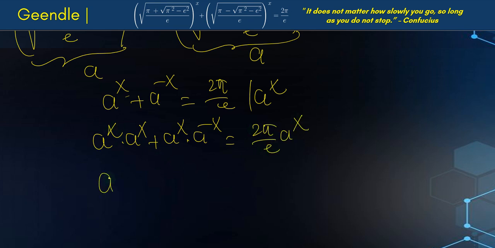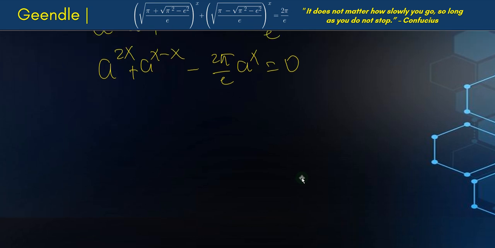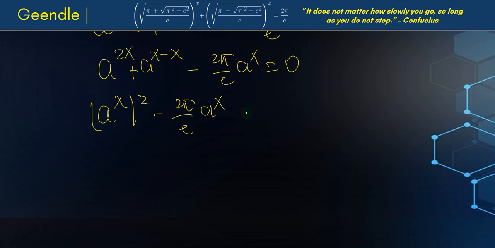So this one here we're going to have a to the 2x. This one here is going to be plus a to the x minus x, right? And then minus 2 pi over e a to the x, and then this is 0. So from here I can write this as (a to the x) squared minus 2 pi over e a to the x, and then here I'm going to say plus 1 because this is going to be a to the 0, right?